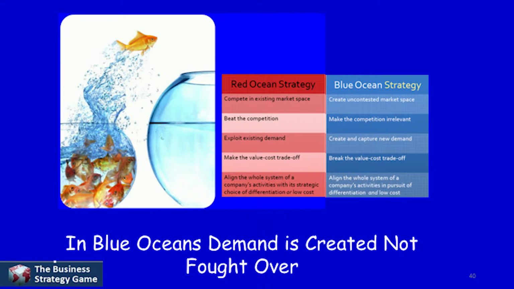And then everything in a red ocean is aligned toward either that low cost, low price, or the differentiated product approach. With the Blue Ocean strategy, they present a very compelling argument that you can do both.